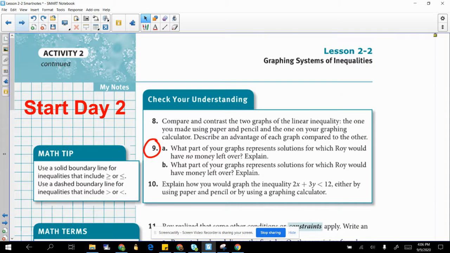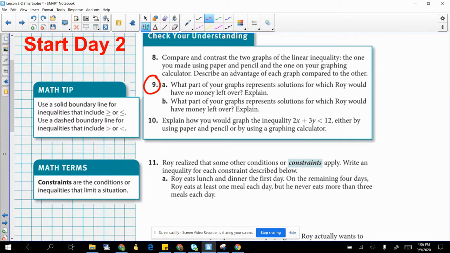Okay, and hopefully for that you answered the boundary line. That is the spot where he's going to spend exactly $13.60. So the boundary line, any solution on there would be where he's going to have no money left over. He spends all of his money from his winnings. And then obviously what part of your graph represents solutions for which he would have money left over is below that. So that shaded region that we did below the boundary line, that is where he will have some money left over.